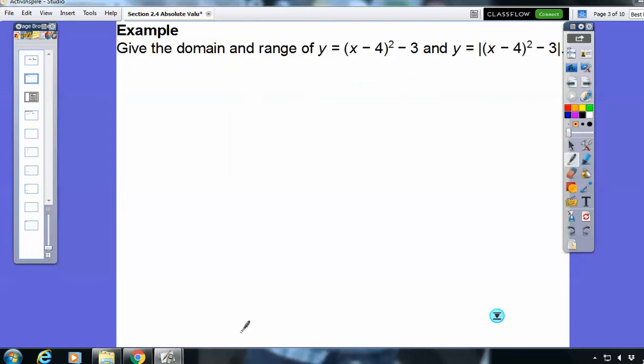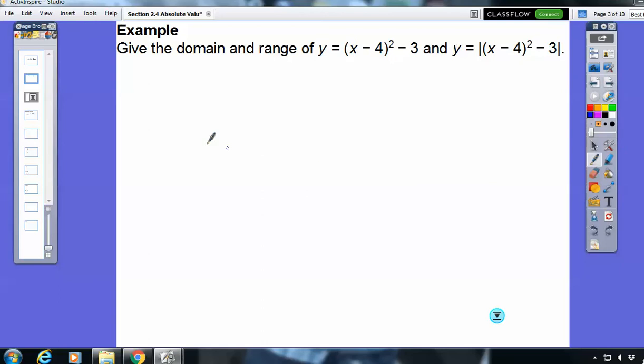So here's our problem. I want to give the domain and range of these two things. To find domain and range, it might be easiest to look at a graph. The graph of x squared is a parabola. What would your transformation be here? Go right 4 and down 3.